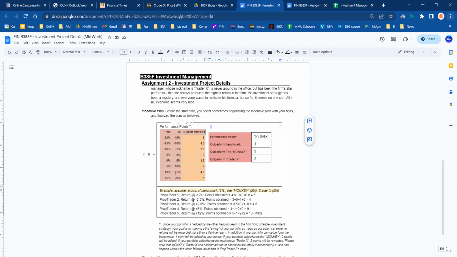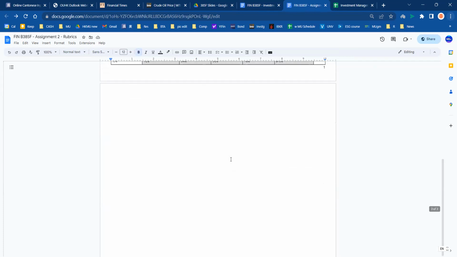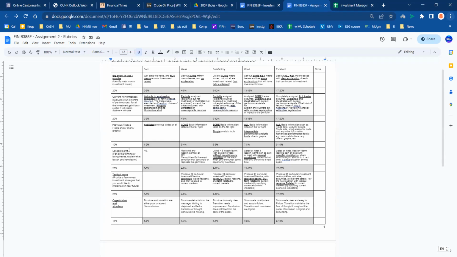This will be equal to just a class participation, so it wasn't something really, really big. But this one, the investment report, is 15% of the grade. You basically have 1, 2, 3, 4, 5, so they have 5 different parts right here.